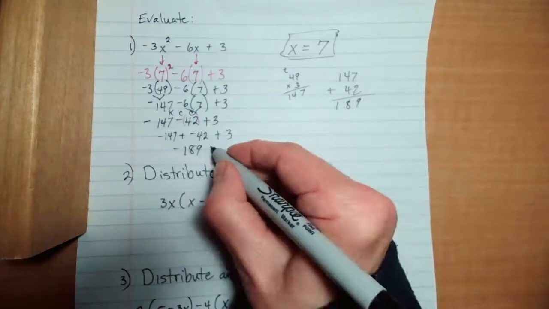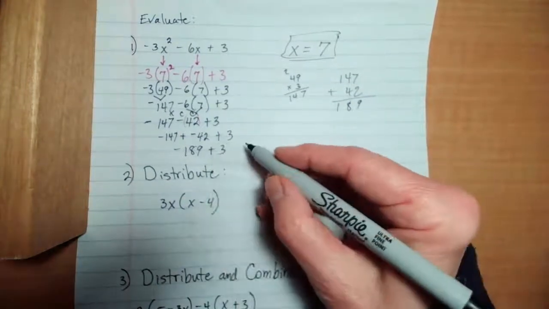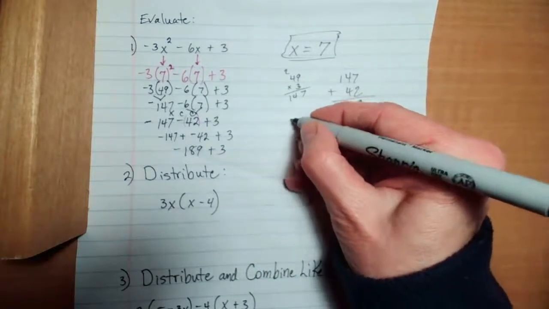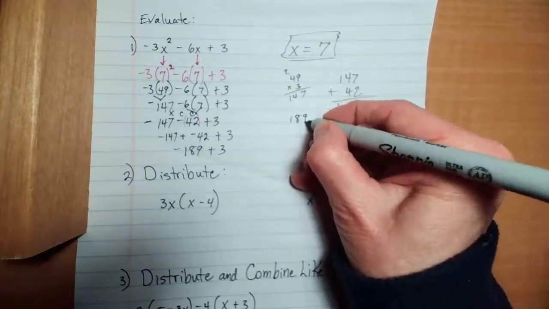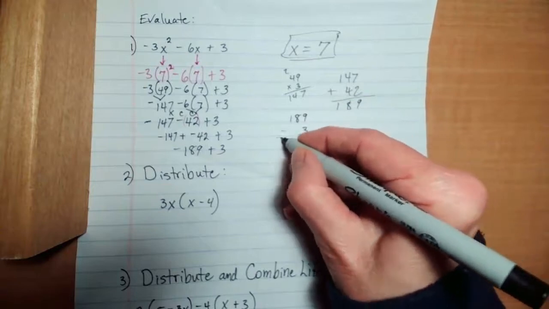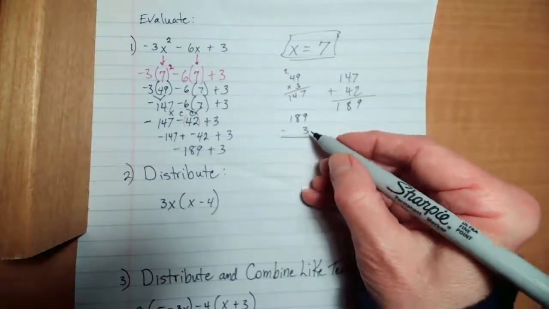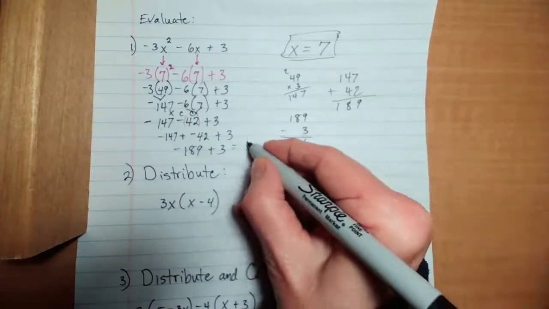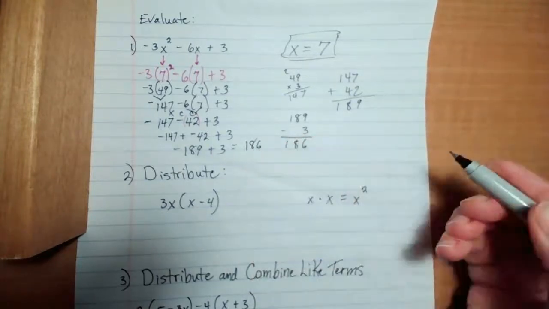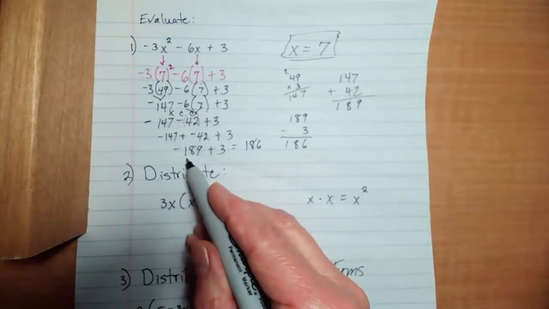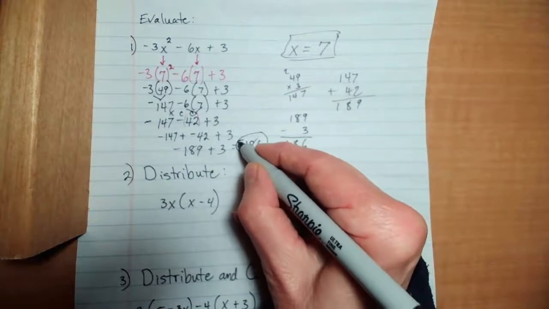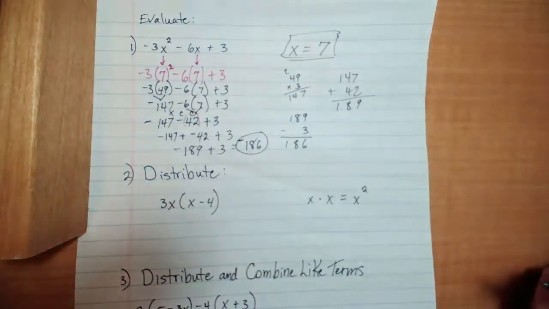It's a negative. Plus 3. The rules for signed numbers tell me when I have different signs, I find the difference, which means subtract. So 189 minus 3, I get 186, and the larger, stronger number carries the sign. So my answer is negative 186.